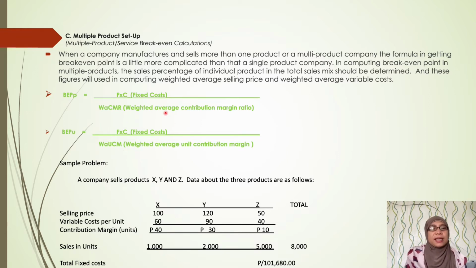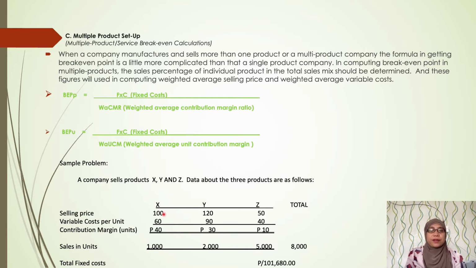So, mapapansin natin, kanina contribution margin ratio lang, unit contribution margin, but ngayon, meron na siyang weighted average kasi nga, we will be computing more than one product, no? So, the sample problem is a company sells products X, Y, and G. Data about the three products are as follows.